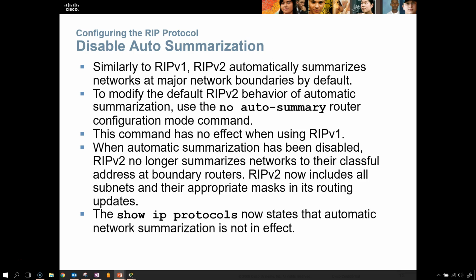Disabling auto summarization. So with RIP version 2, you change it using the version 2 statement, and RIP version 2 automatically summarizes networks on major network boundaries by default. So it continues to behave much in the same way as it did with RIP version 1. So to change that, you would use the command no auto-summary. And you likely want to do this every time.